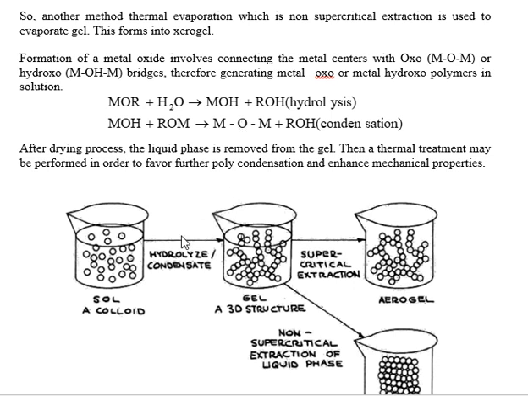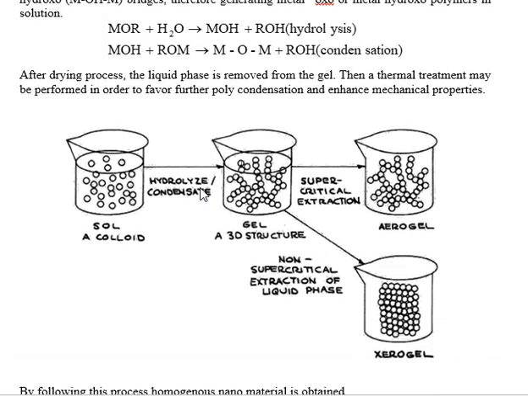sol gel method. Okay, after drying the process, the liquid phase is removed from the gel. Then thermal treatment may be performed in order to favor further polycondensation and enhance mechanical properties. So that is given here. After drying, what is going to form? Metal oxides are going to be formed, and these metal oxides are the required nanomaterials.